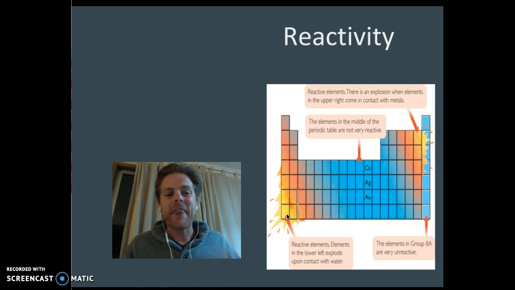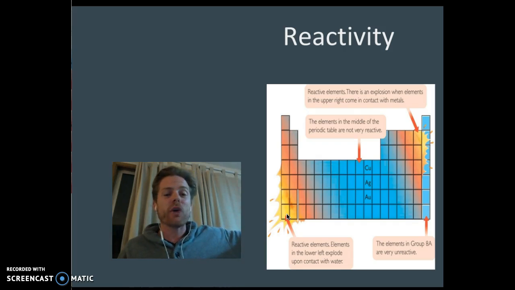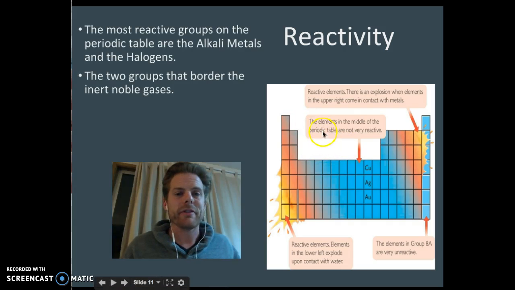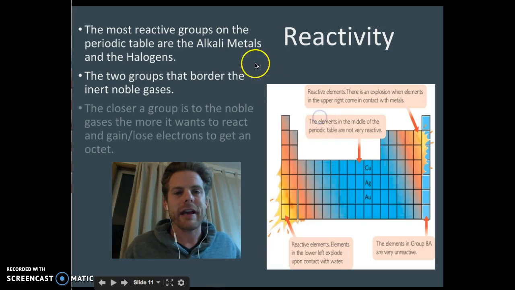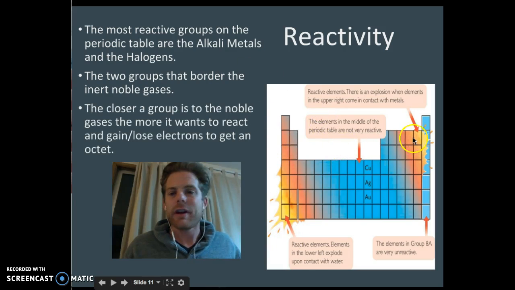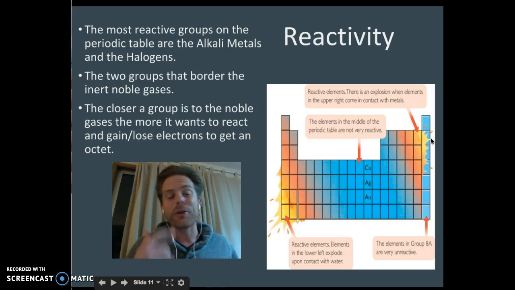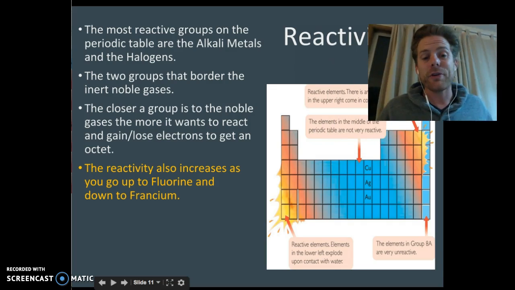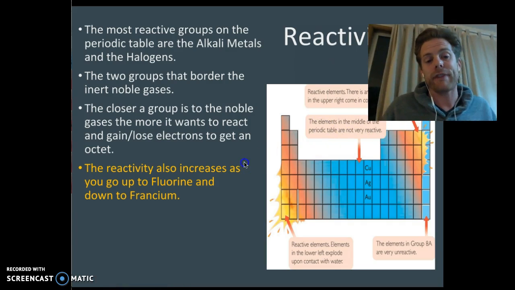Likewise, these down here, they've got just one extra electron, just chilling way away from its proton. So they're going to probably get rid of that electron. So these right here, super reactive. These right here, super reactive. And in the middle, not so much. They're not very reactive. Halogens, super reactive. Alkali metals, reactive. Noble gases, unreactive. Those noble gases already got their octet rule. They're cool. They're happy. The reactivity also increases if you go from fluorine down to francium.